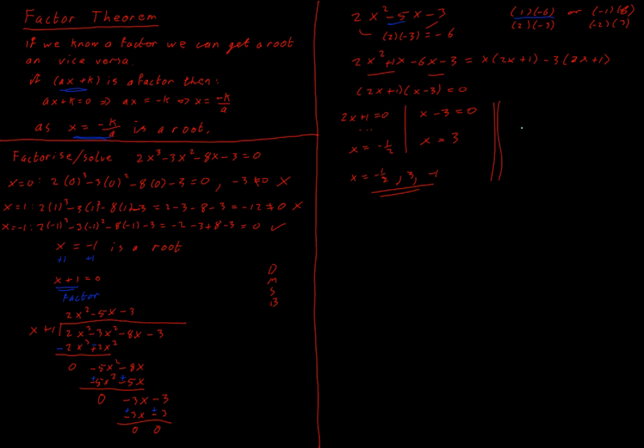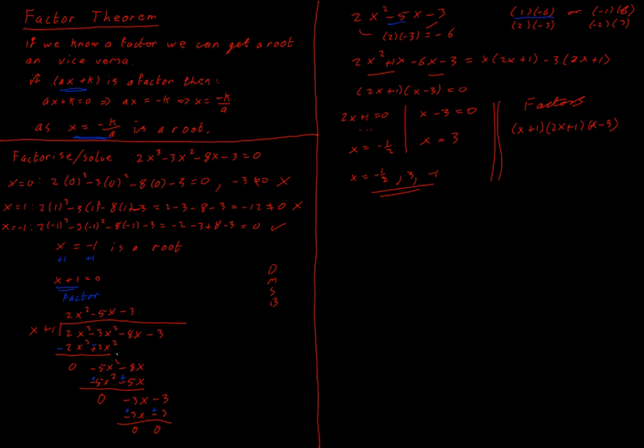If we were asked for the factors, we would be looking at x plus 1 was our first factor that we found, 2x plus 1, and x minus 3. Again, if we multiplied out all those three brackets, we would get back to the original cubic that we were asked for. So if we were asked to factorize, we'd do this. If we were asked for the solutions or the roots, we'd do this.